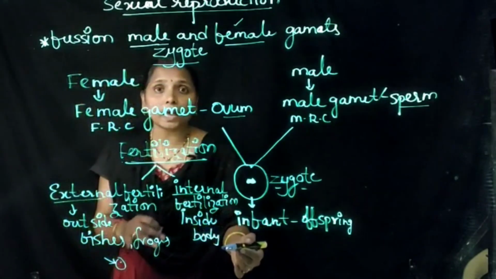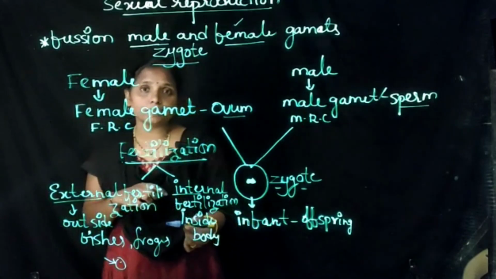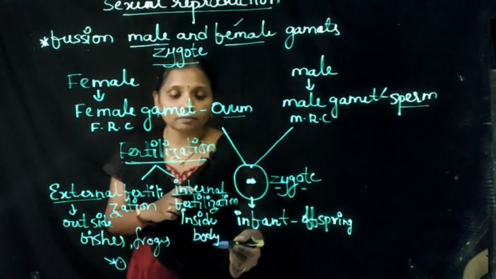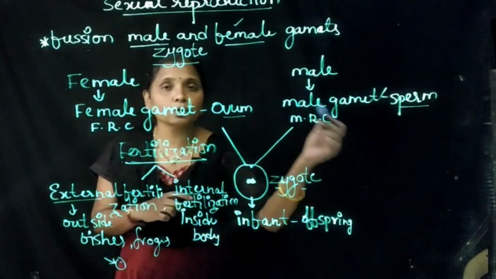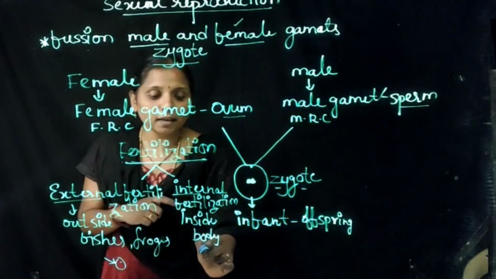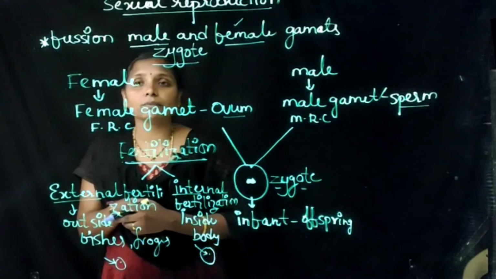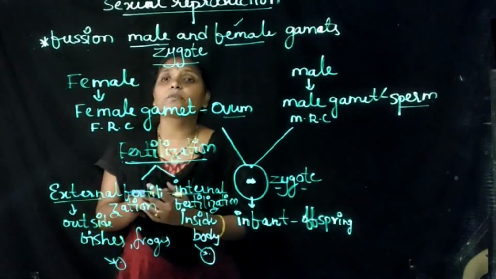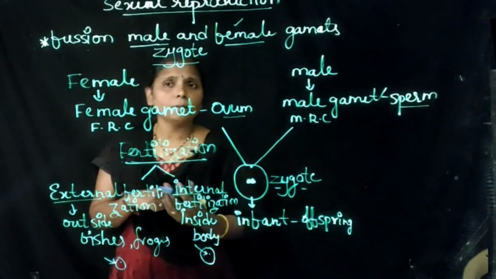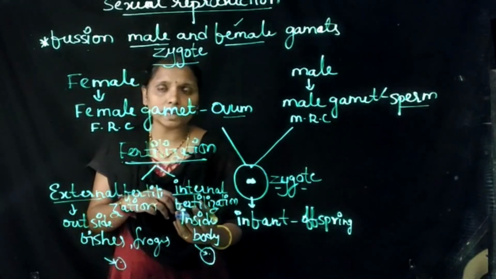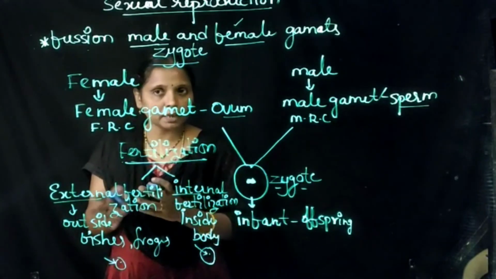But in the remaining animals, we see internal fertilization, meaning the fusion of the sperm and ovum takes place in the female's body. That type of fertilization is called internal fertilization. We see this type of internal fertilization in mammals, hens, birds and reptiles.